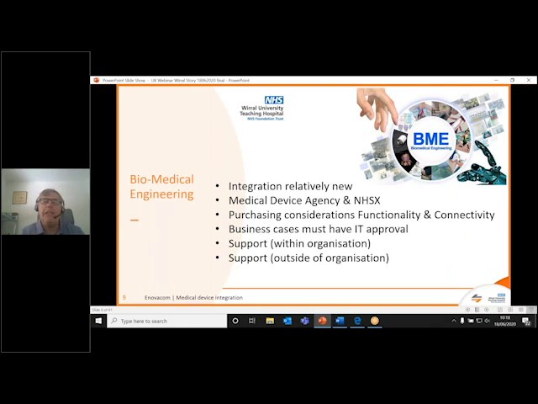Okay. So one of the things I just wanted to pick up, I'm not quite sure of the audience. My background was biochemistry and informatics. I also, for a couple of years, in my informatics role, looked after our biomedical engineering team. But the idea of full integration into an EPR is relatively new, and certainly there's some confusion between the regulatory bodies around the Medical Device Agency and NHS Digital. So, for instance, who is responsible for a medical device? Who can touch the software of a medical device?